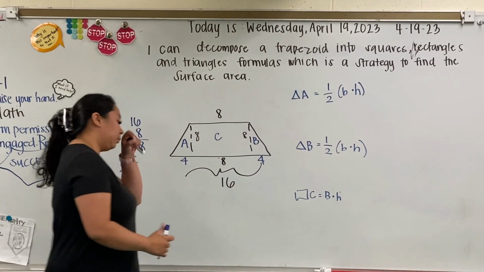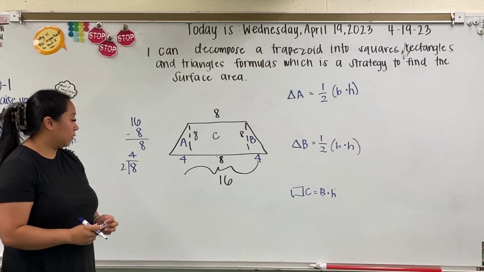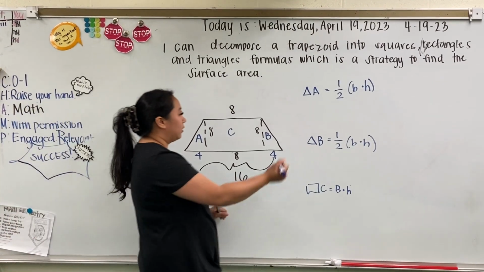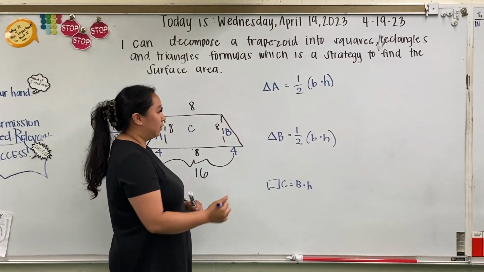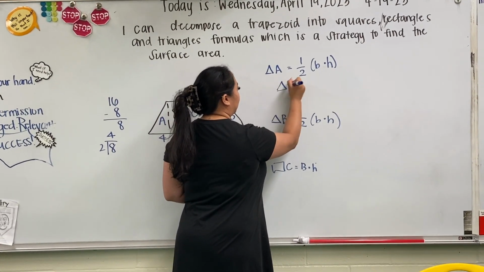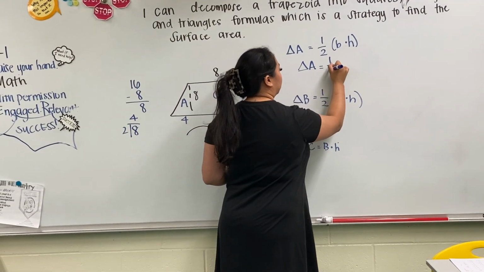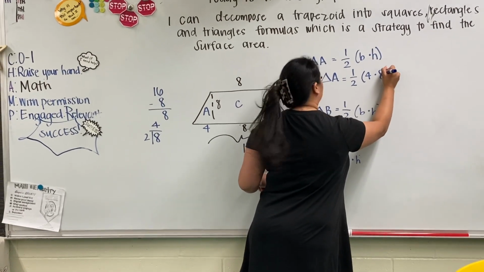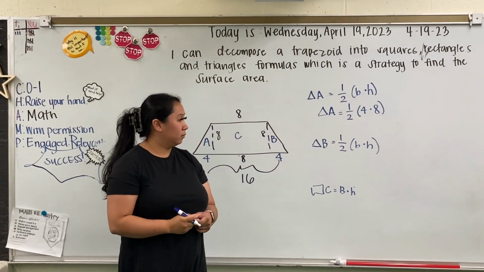Okay. So what is the base of our triangle? The base of a triangle is 4. Good. And height is 8. So what am I replacing in our formula? 1/2 times 4 times 8. Good. And how did you get the 8? Because it's the height. Good. Now what is 8 times 4?